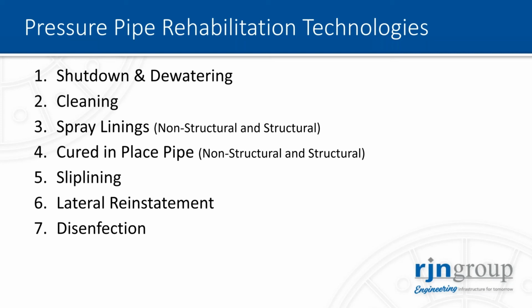Spray linings can be done inside of water mains, both non-structural and structural solutions, cured in place pipe as well. Various methods of pulling in new pipe, slip lining inside the old pipe. Then also thinking about reinstatement of laterals. This is a really hot area of research, and making sure that we can get a good connection to the residential areas back to that rehabilitated pipe. And then finally thinking through different ways to do disinfection, in some ways doing that quickly as well. But I'd be happy to answer further questions about that here towards the end.